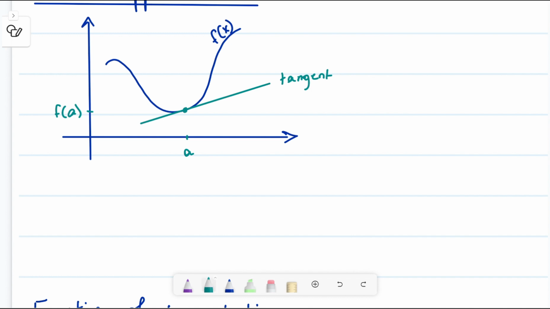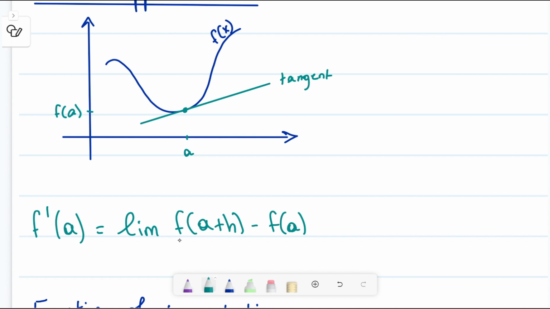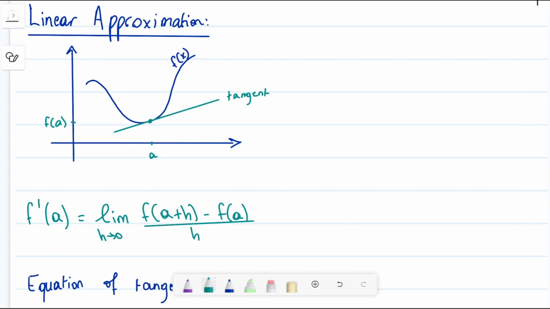So first of all, let's start with a reminder that if I want to find the slope of the tangent line at a point A, this is finding the derivative of the function f of x at the point A. So we compute the limit of f of a plus h minus f of a divided by h as h approaches 0. So again, this is the slope of the tangent line at the point A, f of A.